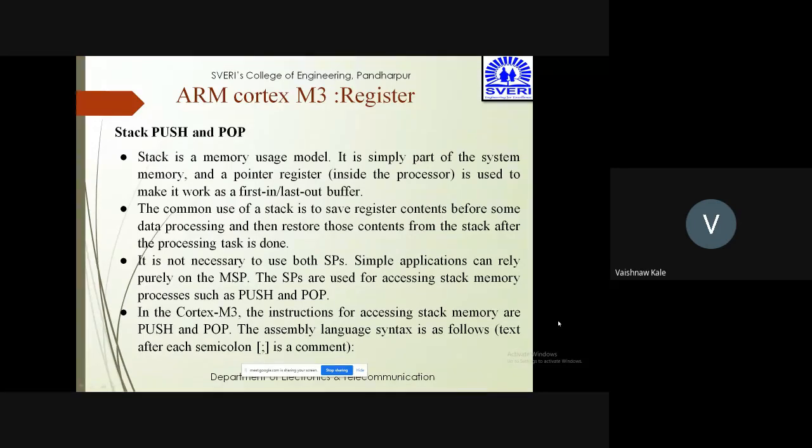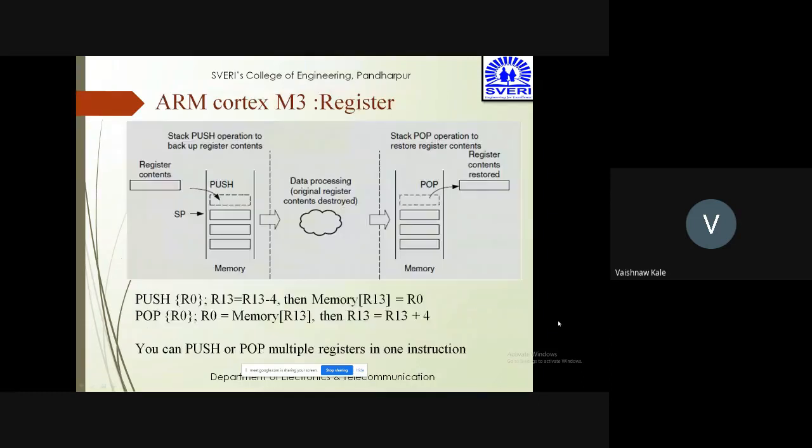It is not necessary to use both the stack pointers. Simple applications can rely purely on the MSP. The stack pointers are used for accessing stack memory with operations such as push and pop. In Cortex-M3, the instructions for accessing the stack memory are PUSH and POP, and the assembly language syntax is given after each semicolon as a comment. So this is how push and pop are given.